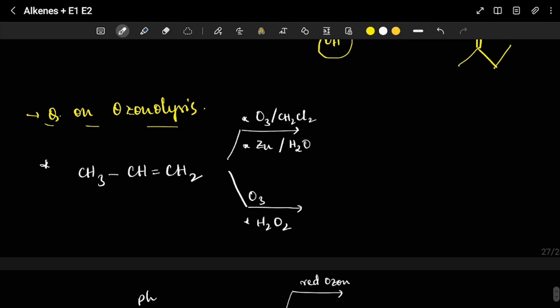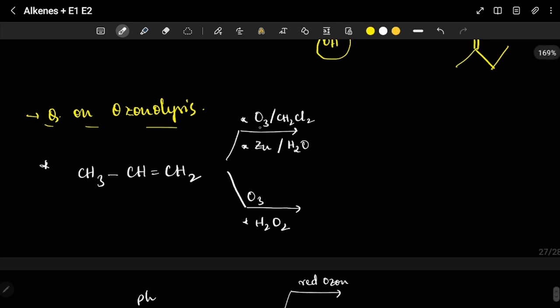Very simple questions. Here we see this is the alkene we are given, propene. First we can see O3, CH2Cl2 means ozonolysis is done first, this will be the first step and then this will be the second step. Here Zn means reductive ozonolysis. So reductive ozonolysis takes place. What you have to do: cut the double bond, put double bond O. CH3CH double bond O, and double bond O CH2. Simple.